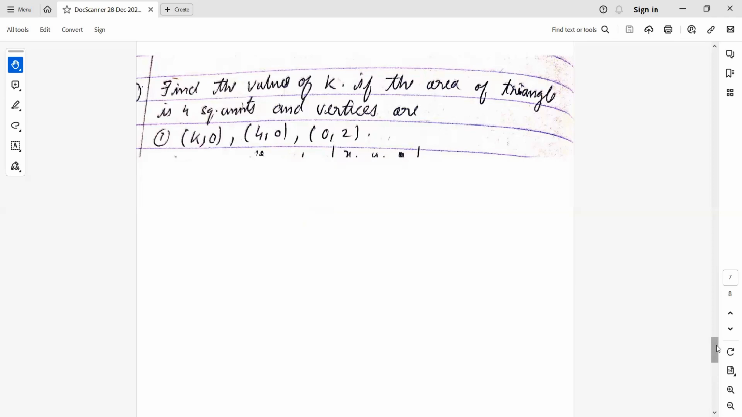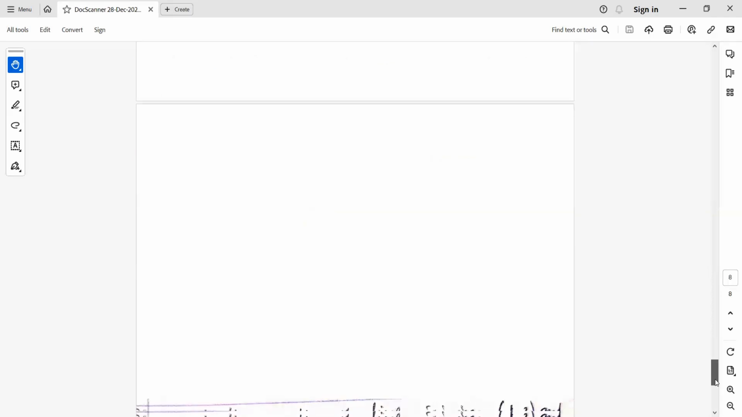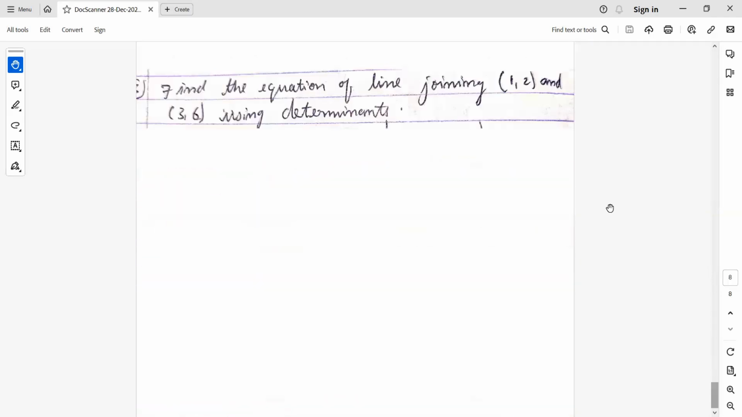So next question, the last type in this part, that is find the equation of the line joining 1 comma 2 and 3 comma 6 using determinants. Okay, using determinants. Here we know the formula, just as we discussed, for the equation of a line.